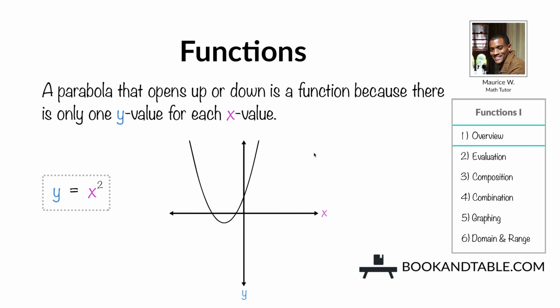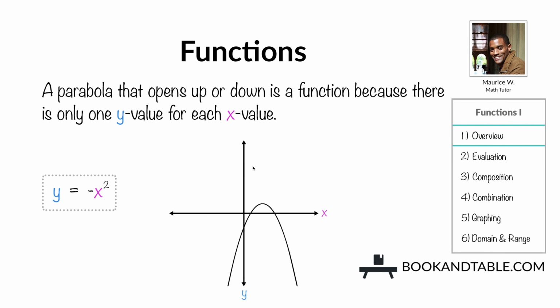A parabola that opens up or down is a function because there's only one y value for each x value. The general formula for a parabola that opens up is y is equal to positive x squared. And we see for each x value, there's only one y value associated with that x. If we go up and down, there's not another y value associated with that point.